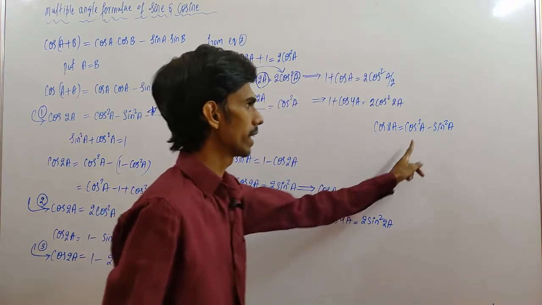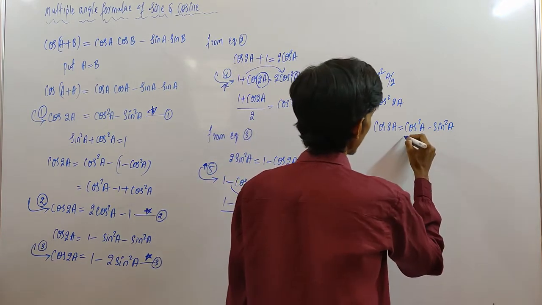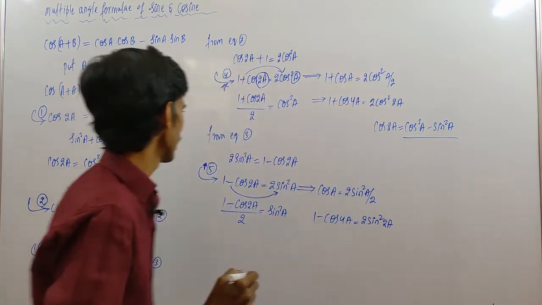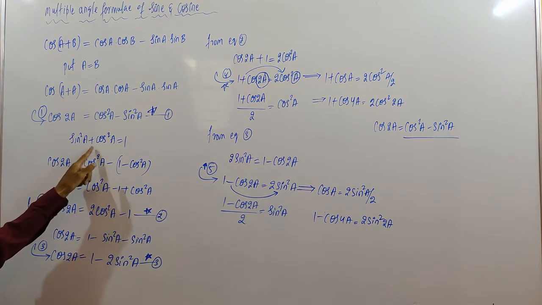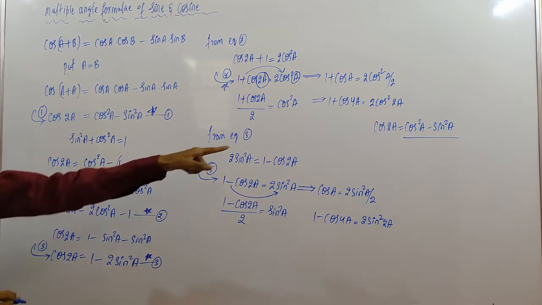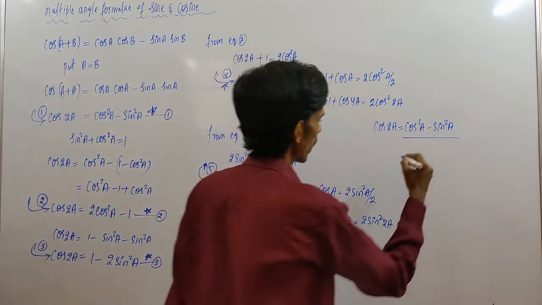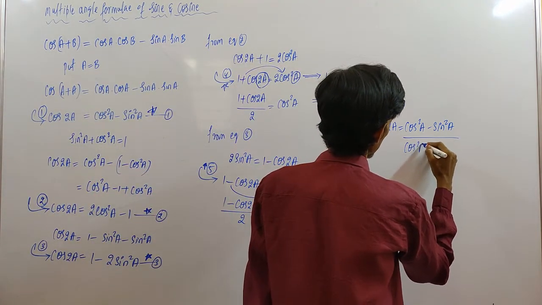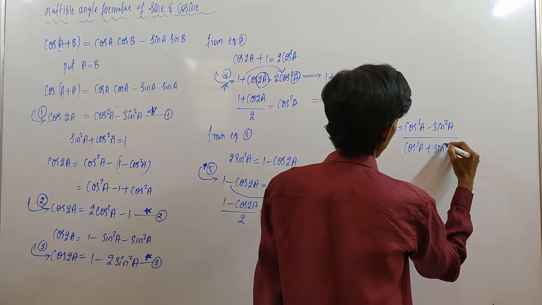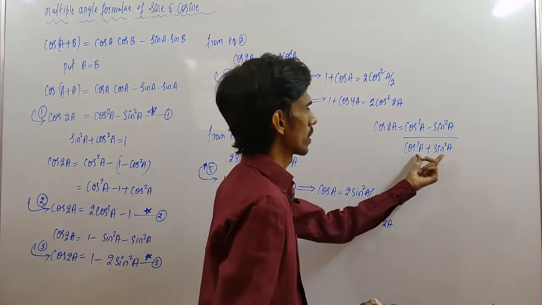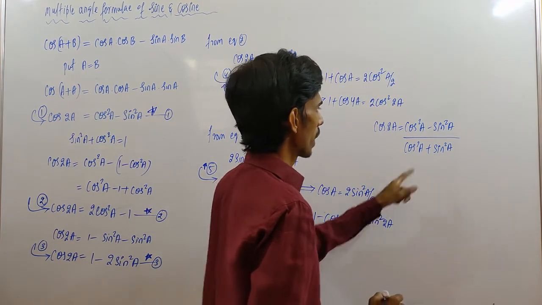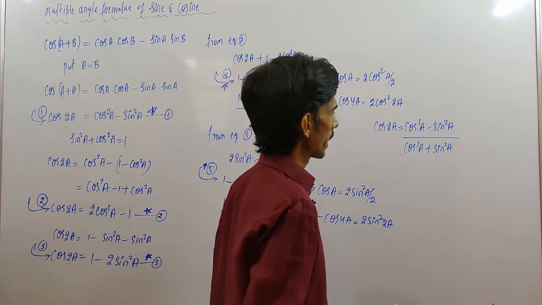If we want tan here, divide by an identity. Here we have sine square A plus cos square A, whose value is 1. So in the denominator, 1 is there. Replace that 1 by this term, cos square A plus sine square A. The value of this expression is 1. We want tan.